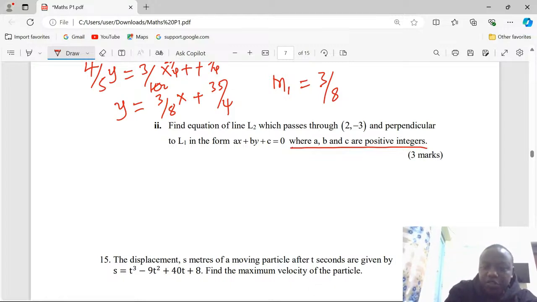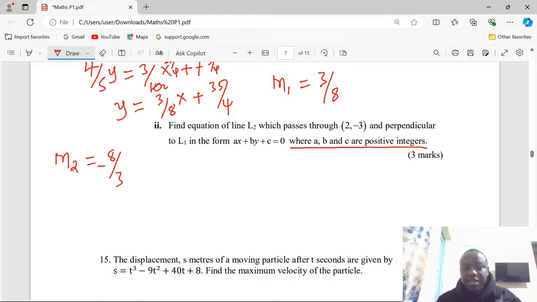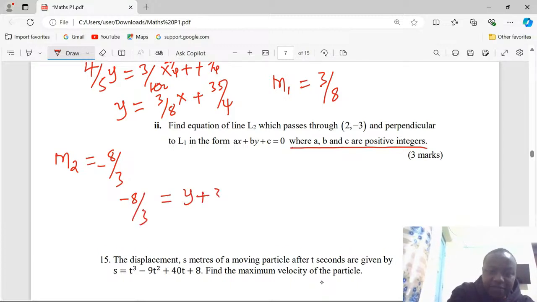If the line is perpendicular to the above, then it should have a gradient 2 such that gradient 2 multiplied by gradient 1 gives us -1 for perpendicular lines. So we need the reciprocal of 3 over 8, which is 8 over 3 with a negative sign. Now that the first gradient is positive, this one is negative. So -8 over 3 equals change in y minus -3, making it a plus 3, then change in x minus 2.